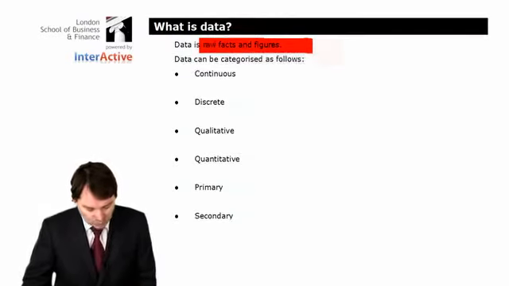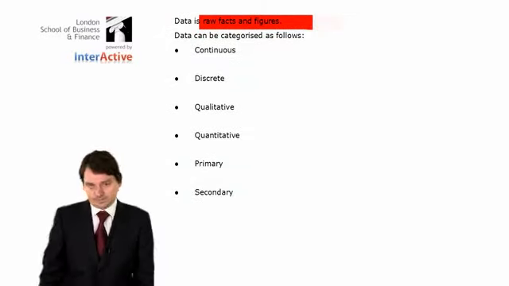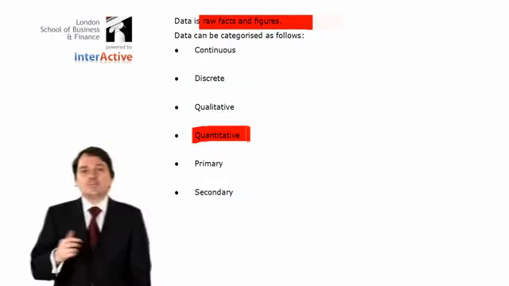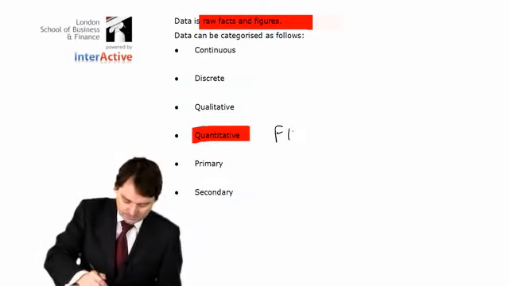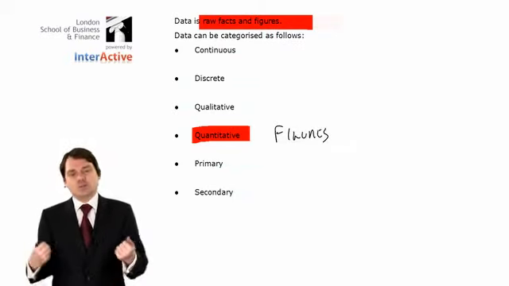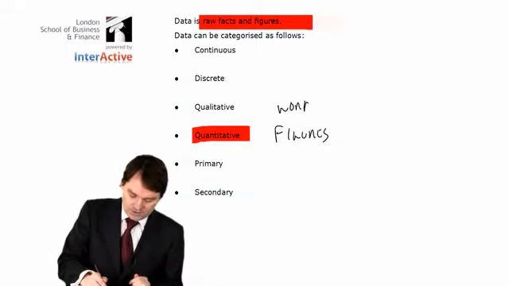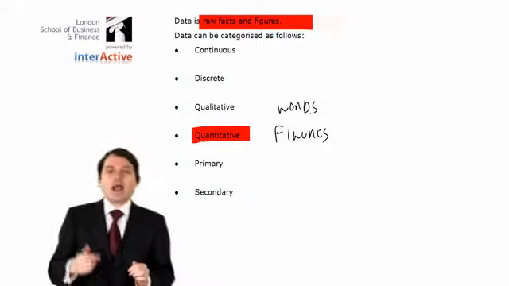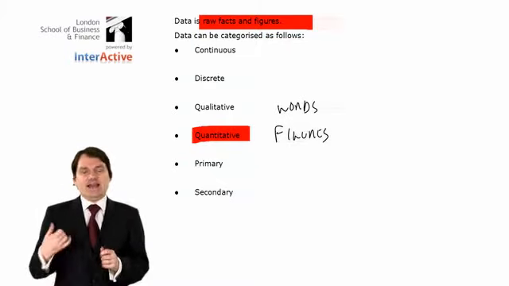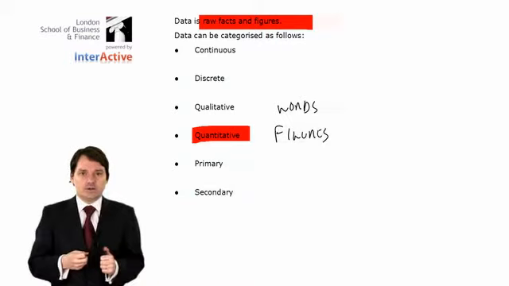We've got things like qualitative and quantitative. Quantitative, the second one there, means it's to do with numbers. It's to do with figures. It's a number, it's a percentage, it's a ratio, it's whatever. Qualitative is to do with words. How good was your lecturer? My lecturer was excellent. That's qualitative.